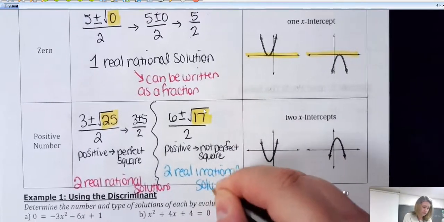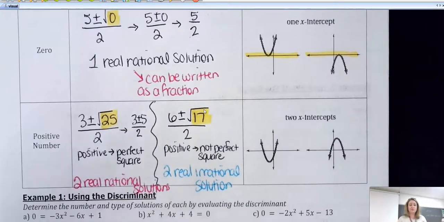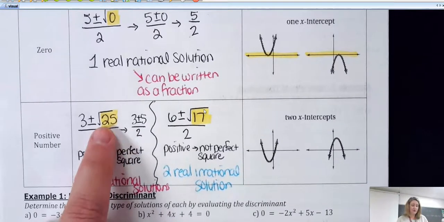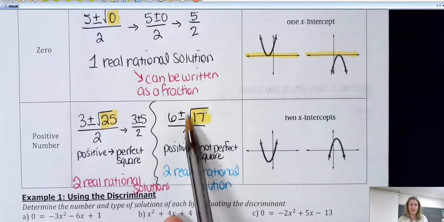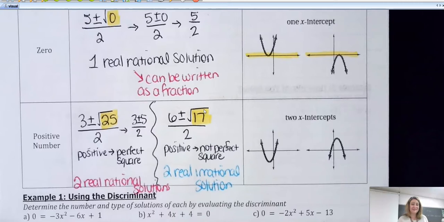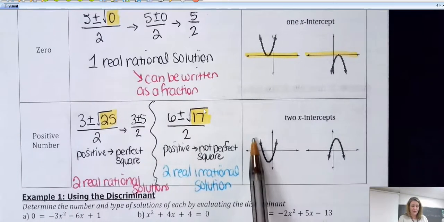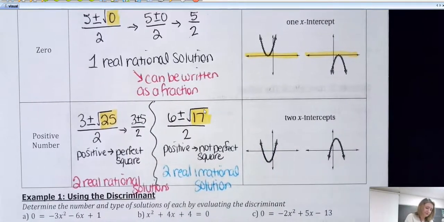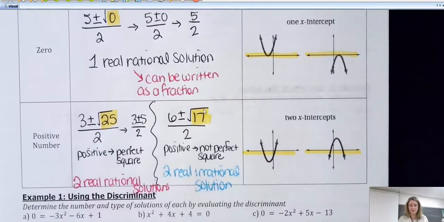So still two real, no matter what, if you've got a positive discriminant, you've got two real solutions. It's just whether or not they're rational or irrational. Rational would happen if you have a perfect square. Irrational, this is going to be some nasty decimal. When you take a square root of any number that's not a perfect square, it's an irrational number. It's a decimal that goes on forever with no pattern. Both of these would be examples where if we had an actual graph, we're going to have two real solutions. So there would be two places your quadratic or your parabola would cross the x-axis. So both of these are two real solutions.